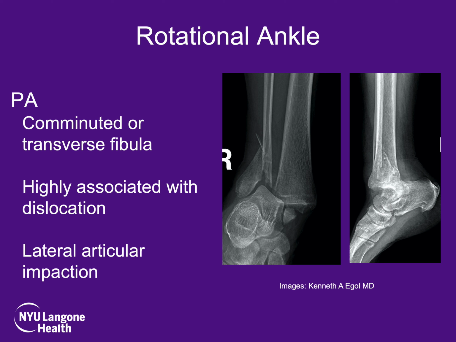The pronation abduction injury is identified with a comminuted or transverse fibular fracture. These are highly associated with lateral dislocation, and there is often lateral articular impaction associated with these injuries.